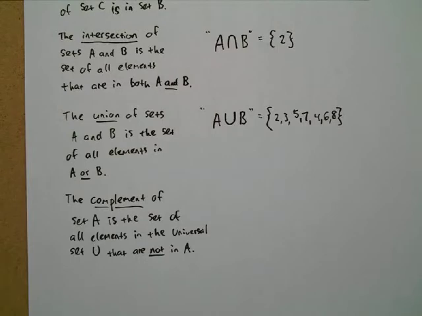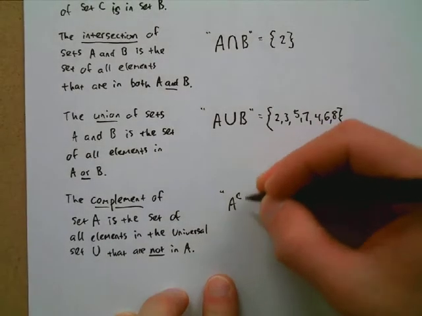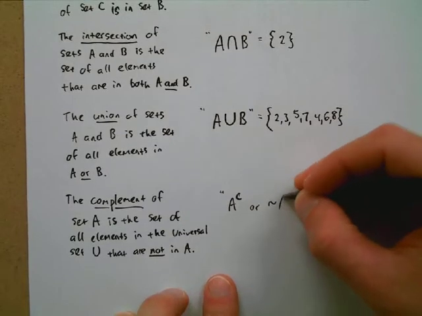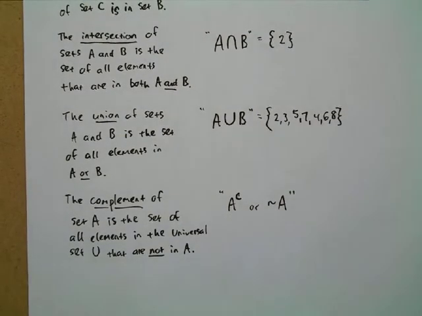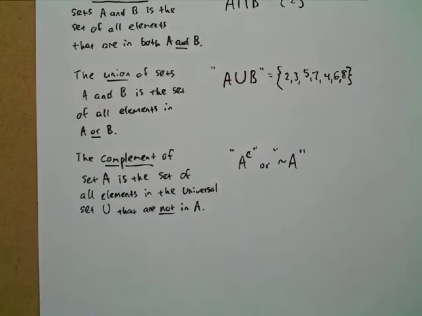I'm not going to do an example for that, but the notation looks like this: A to the C, or squiggle A. So either you see it written as A to the C, meaning the complement of A, or squiggle A, meaning complement of A.